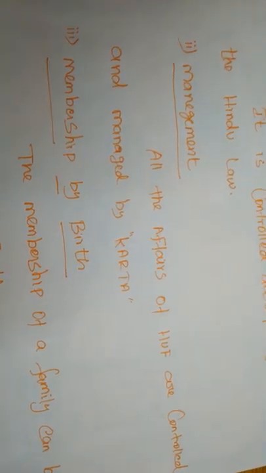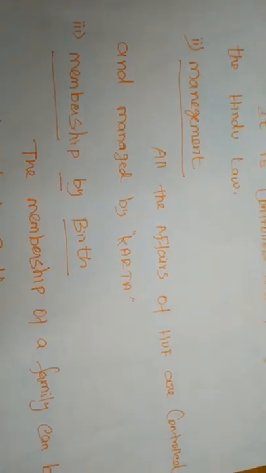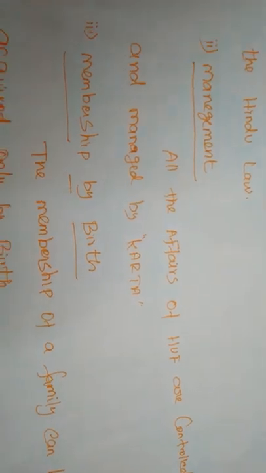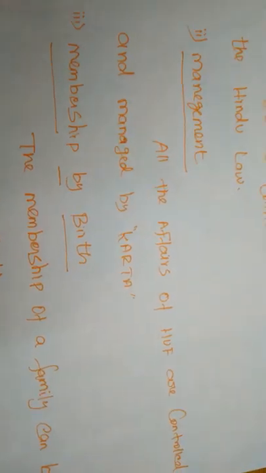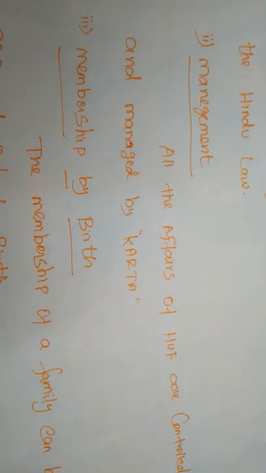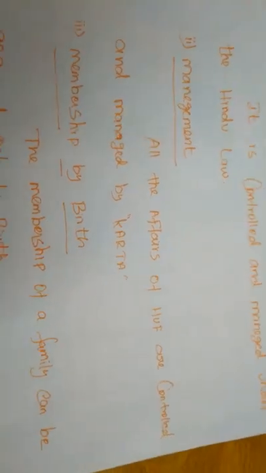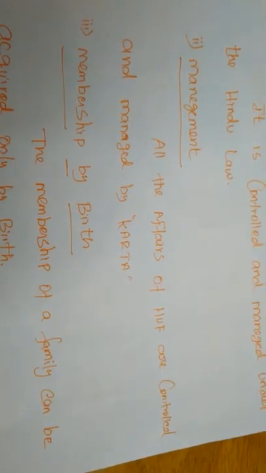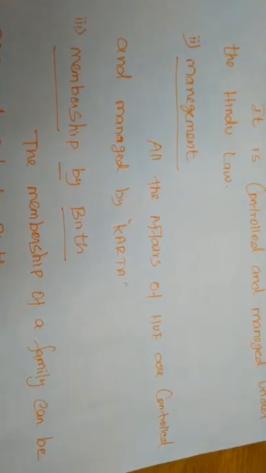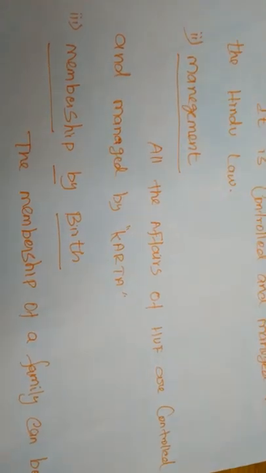Only the Karta is entitled to deal with outsiders, because whatever he wants to do, he can do without asking the permission of all the other members. But all the other members must get permission from the Karta. So all affairs of this undivided family are controlled and managed by the Karta, who is the leader, the most senior male member.